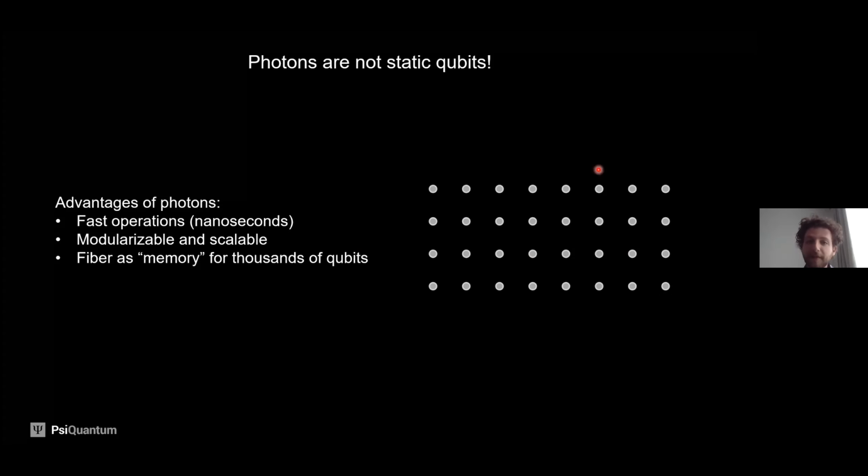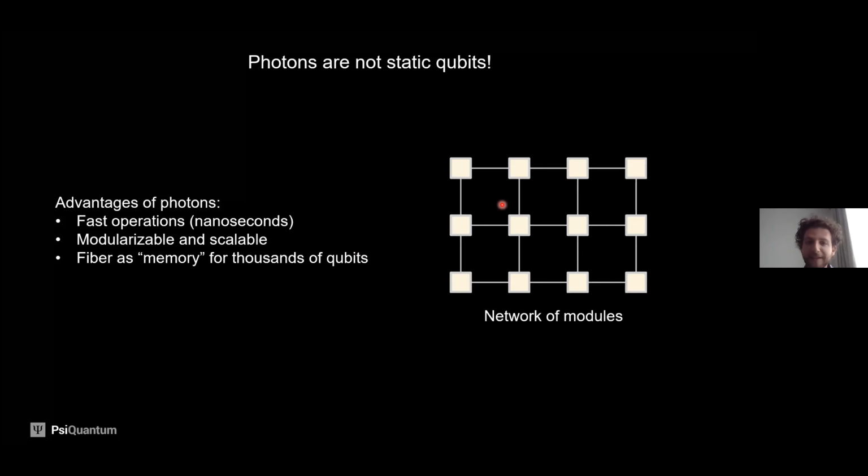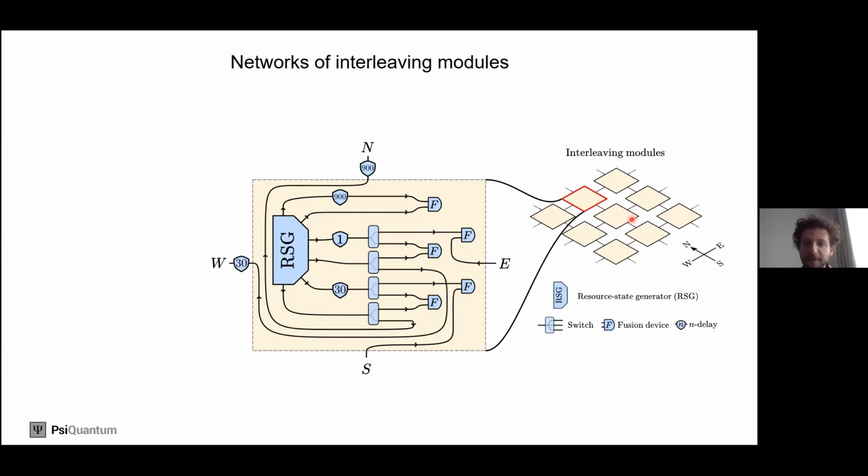Well, it's not an array of static qubits, and instead it's a network of identical modules. Doesn't need to be a 2D network as shown here, but that's the simplest case. Each module in this network looks like this. You should think of modules as macroscopic chip-sized objects. Different modules in the network are connected using optical fiber. So here we have a network of modules. And we call these modules interleaving modules for reasons that will make more sense later, perhaps.